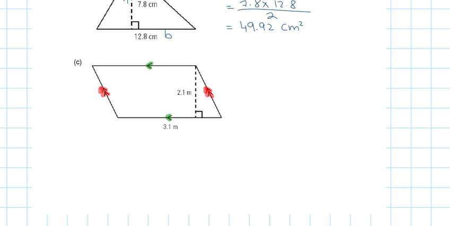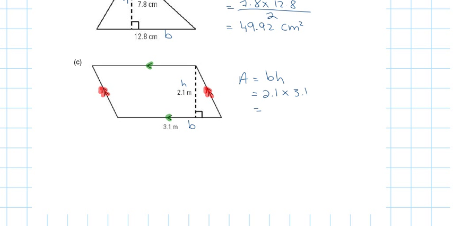If I'm looking at my formula sheet, the parallelogram is the second formula, so it's base times height. To find the area, if you look at your formula sheet, the area is base times height. Everything is given to me. That's my base, that's my height. I just have to plug it in and find my answer. This should be pretty straightforward and easy.